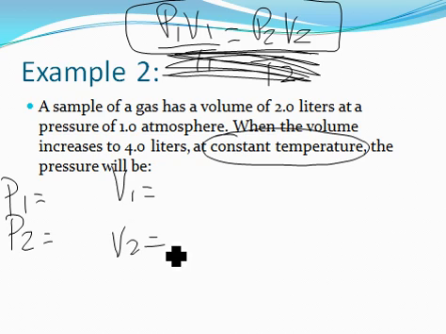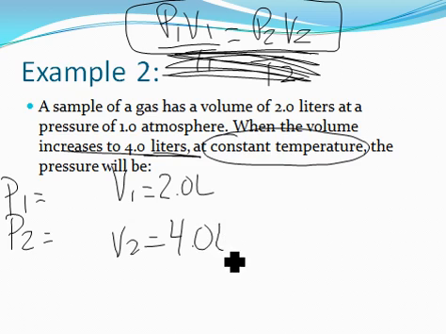So the volume is initially at 2.0 liters, and it says that the volume increases to 4 liters, so that's the new volume. When it was at 2 liters, the pressure was 1 atmosphere. Remember, atmosphere is abbreviated ATM, and they want to know what the new pressure will be.